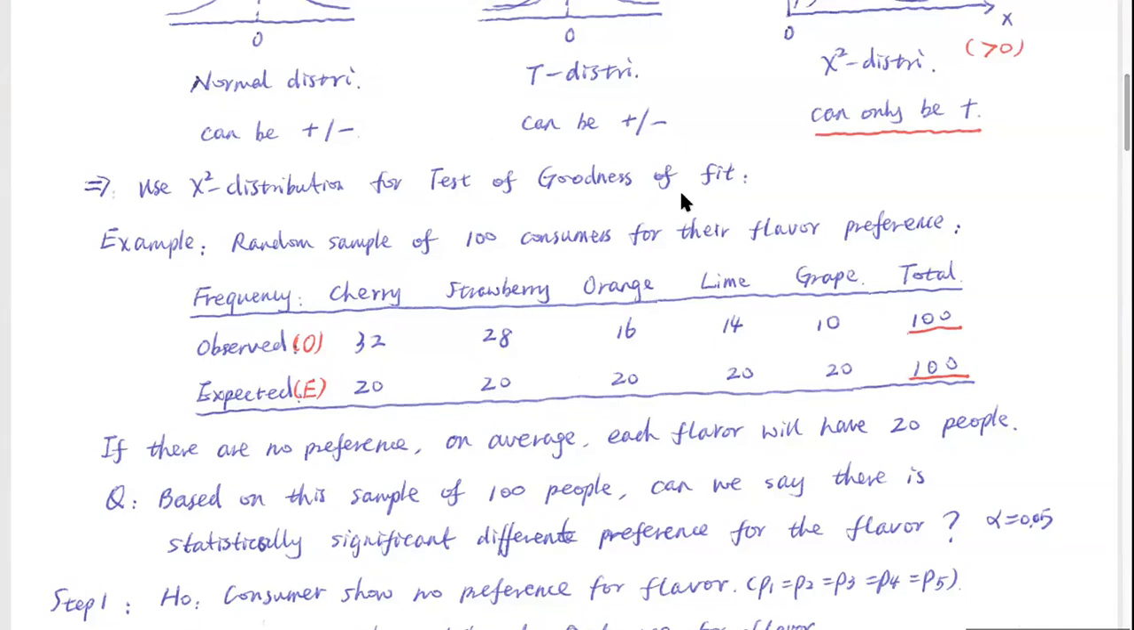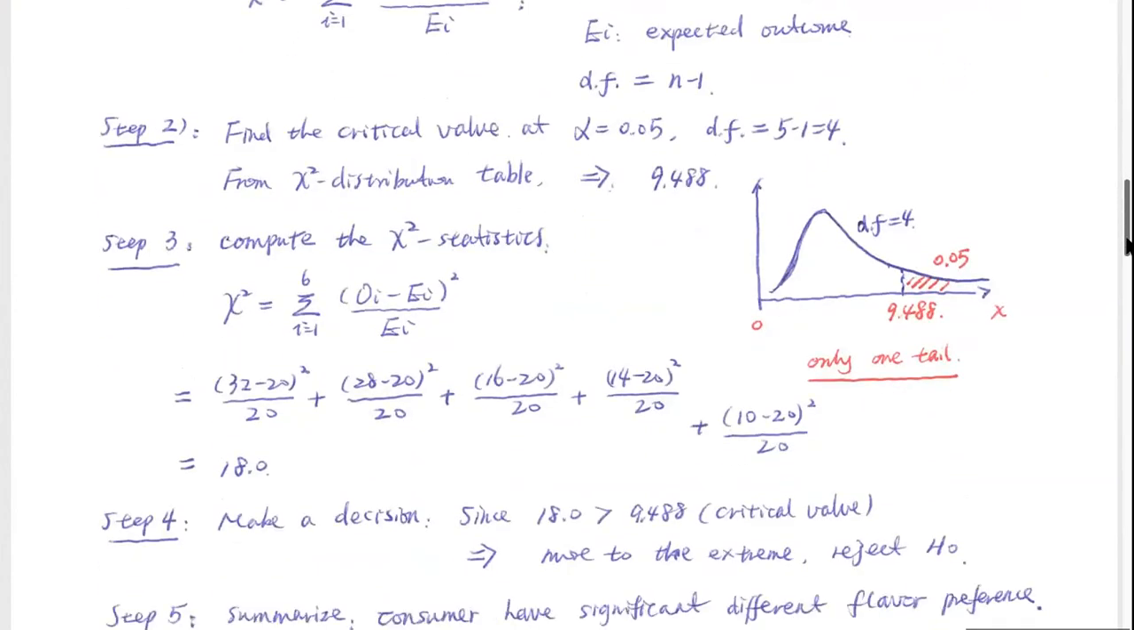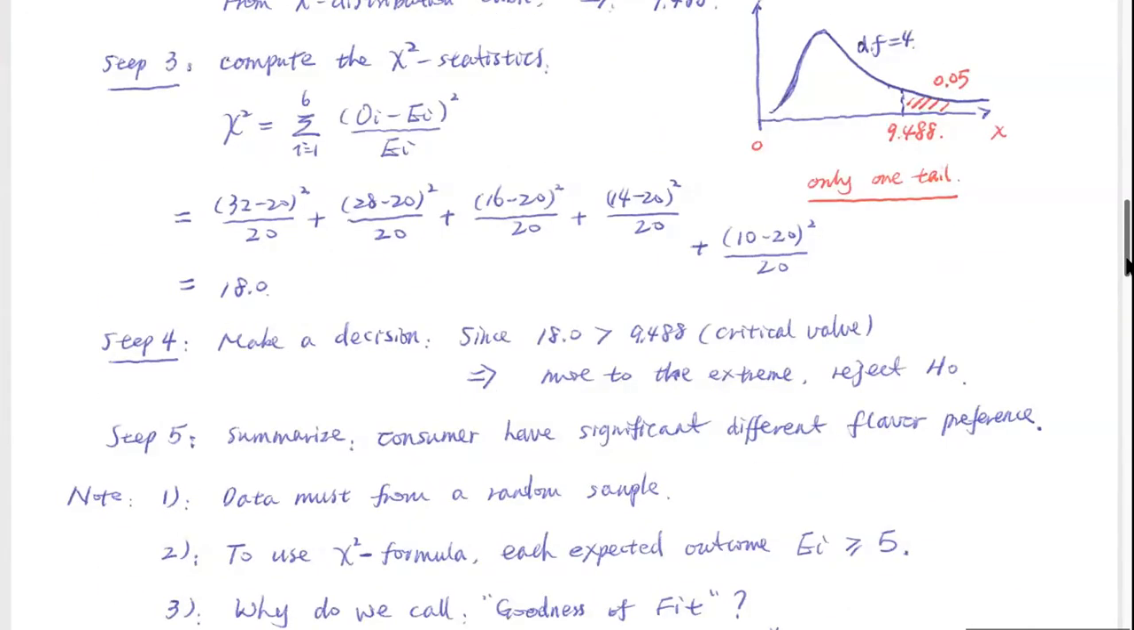So usually when we are using the chi-square formula, we require this number to be greater than or equal to 5. Right now, what we have here is 20, which is good, so it's reasonable to use the chi-square formula. If it's less than 5, then in statistics we have some other, more complex way to do the calculation, not using this chi-square formula.